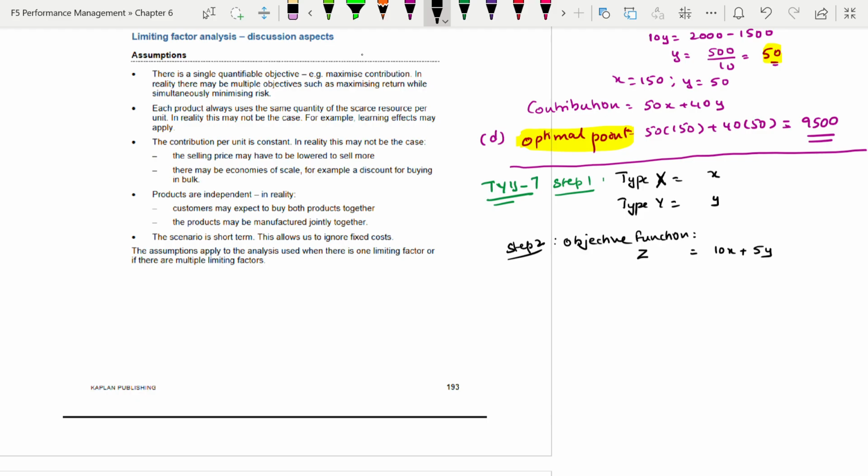In the end, we have to work out this objective function. What we have to do is minimize that. This is the objective function: minimize the cost. Next, once you have done this, step 3. What you have to do? We have to formulate the constraints.